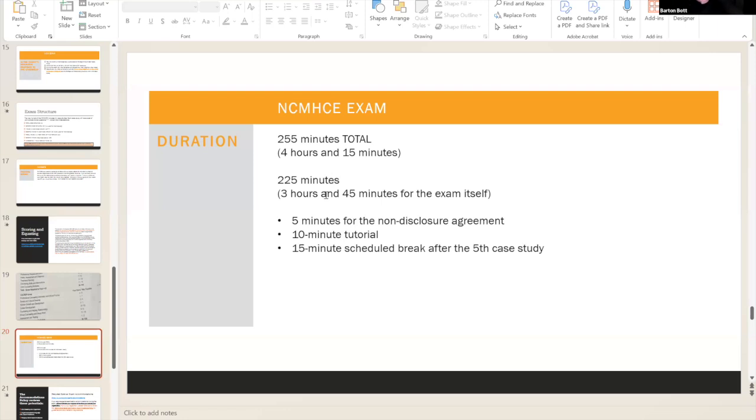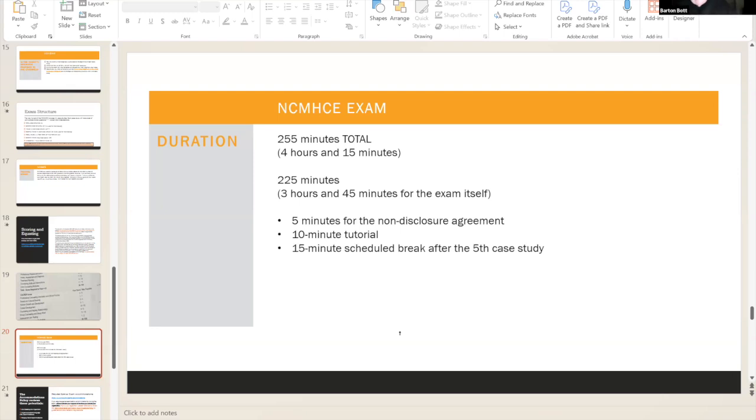to answer questions. 5 minutes in the beginning is for the non disclosure agreement. 10 minutes is for a tutorial. This is how the computer works, and you'll answer questions and such on the computer. And then there is a 15-minute break after the fifth case study. Whenever you get to it, you might take 2 hours to get to it, another person might take an hour. Whenever you get to that case study, number 5, and finish it, your 15-minute off the clock break starts. And then once that 15 minutes is up, the clock starts again.